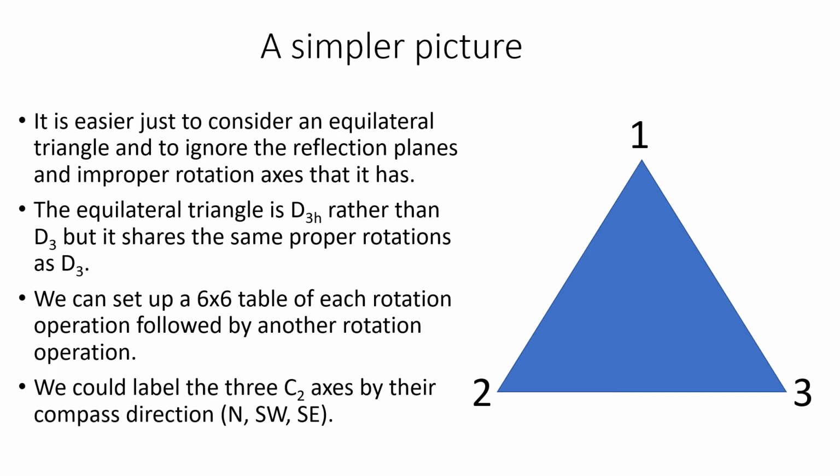The reason I've done points of the compass is I didn't want to use the numbers, because as you rotate the triangle around, obviously the numbers are going to be moving, but I wanted to keep the C2 axes in the same place the whole time, so they're relative to the page rather than any movements we do on the triangle.